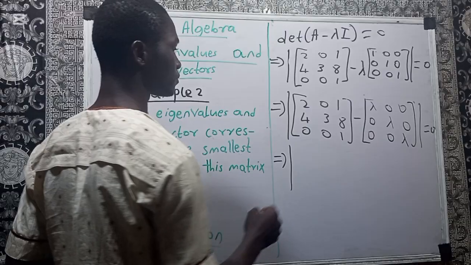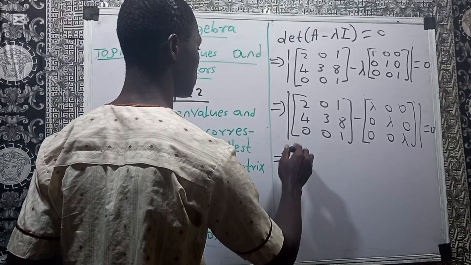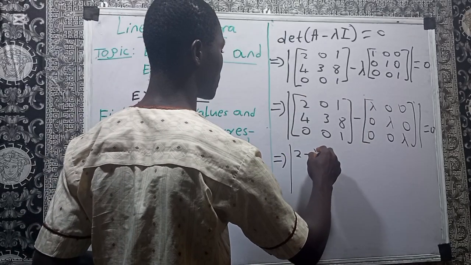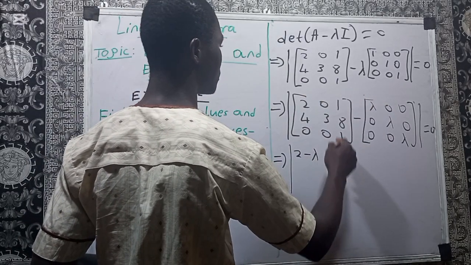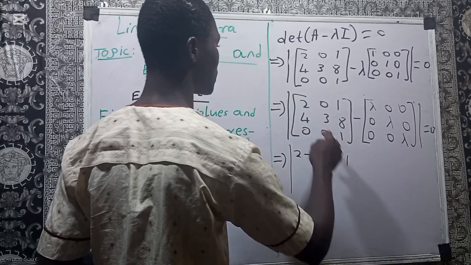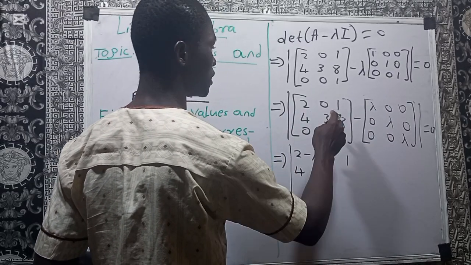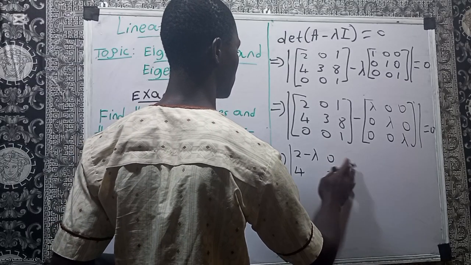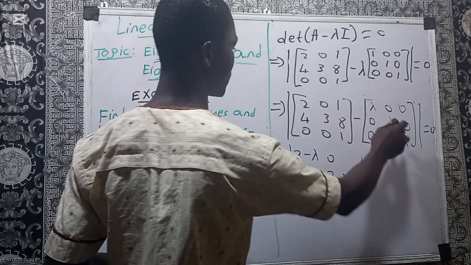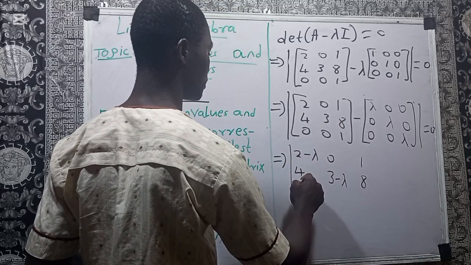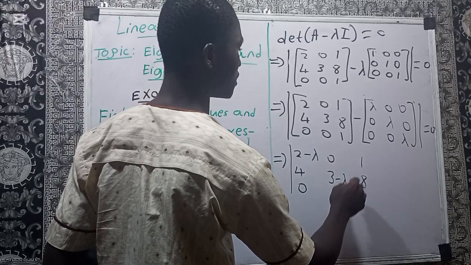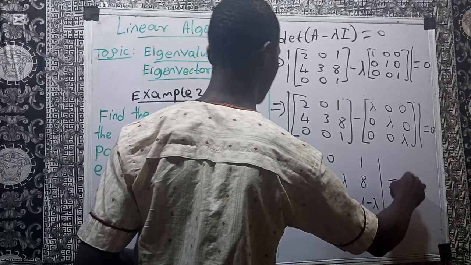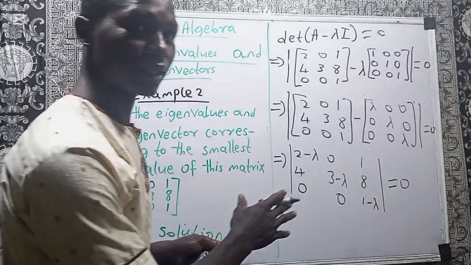Continuing, this is the determinant of, we can subtract, right? 2 minus lambda, I have 2 minus lambda. 0 minus 0 is 0. 1 minus 0 is 1. 4 minus 0 is 4. 3 minus lambda, we have 3 minus lambda. Then 8 minus 0 is 8. 0 minus 0 is 0. 0 minus 0 is 0. Then 1 minus lambda, 1 minus lambda. Determinant equated to 0. So we have a 3 by 3 matrix, right?